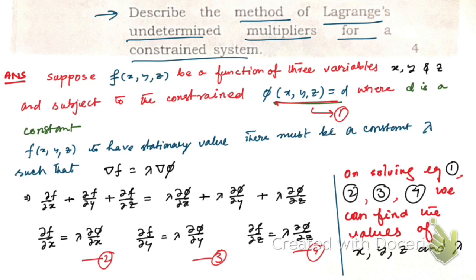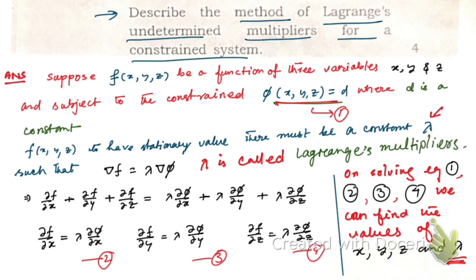So this is all about Lagrange undetermined multipliers for a constraint system. Here this constant lambda is called the Lagrange multiplier. So let me mention somewhere, lambda is called Lagrange multiplier, right? So hope you have understood this.